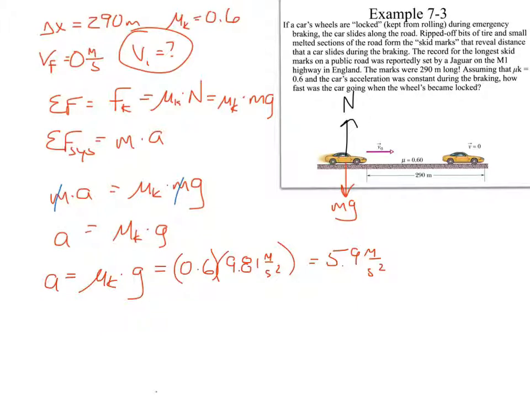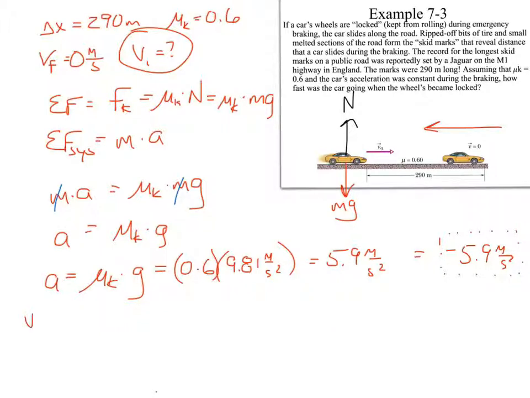All right, now let's think about this for a second, though. If the car is coming to a stop, this is the magnitude of the acceleration. What must be true of it? Well, that means the acceleration has to be in the opposite direction, right? We should really say that the acceleration is negative 5.9 meters per second squared because it's acting against the direction of motion. All right? So that's our acceleration right there. Now let's go ahead and just solve for the initial velocity.